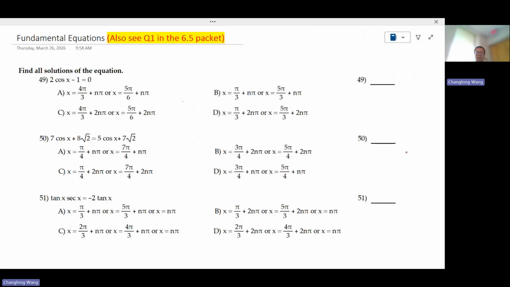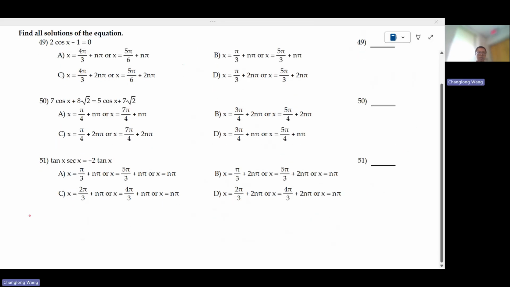So 49, you see that it's almost just one step away from that fundamental equation. Do you all see that by isolating cosine x, it would just be 1/2? I'm sure you can find out what the angle is, and the easy angle will be 60 degrees. Therefore, forget about A and C. It better be B or D.